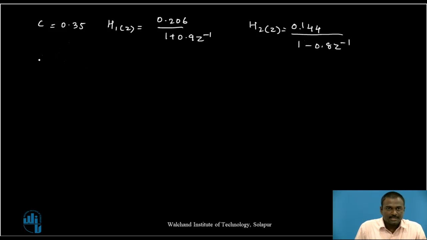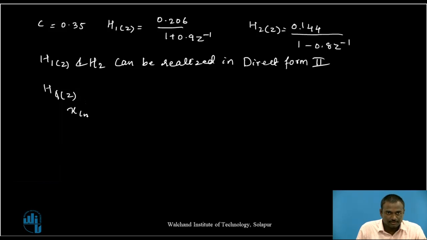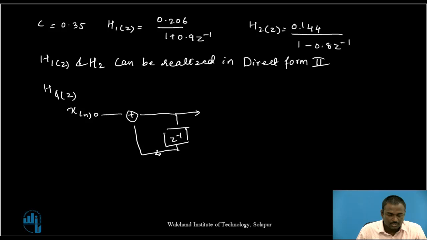Now, H1 of z and H2 of z can be realized in direct form 2, as shown below. So this is H1 of z and here the input will be x of n, so here the coefficient will be minus 0.9 and here the coefficient will be 0.206 and here we will get the output y1 of n.